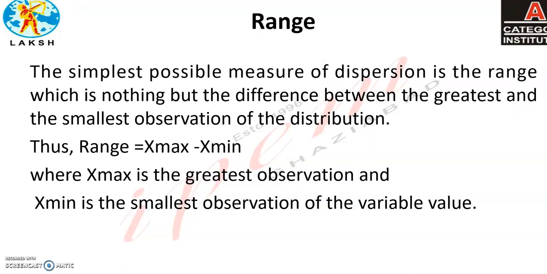The first is range. The range is the simplest measure of dispersion and is based on the location of the largest and smallest value in the data, right? So range is defined as the difference between the greatest and smallest observation of the distribution. Symbolically, we can write range is equal to x maximum minus x minimum, where x max is the greatest observation and x minimum is the smallest observation of the variable value, right?